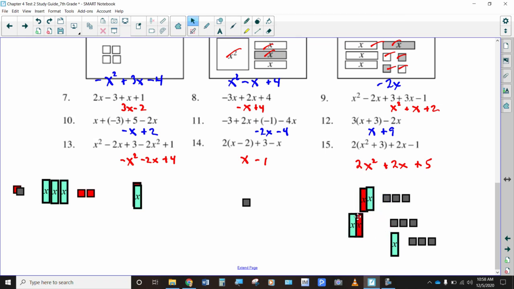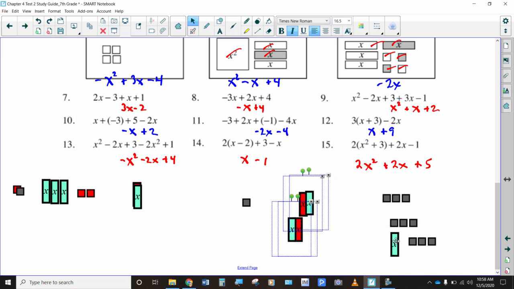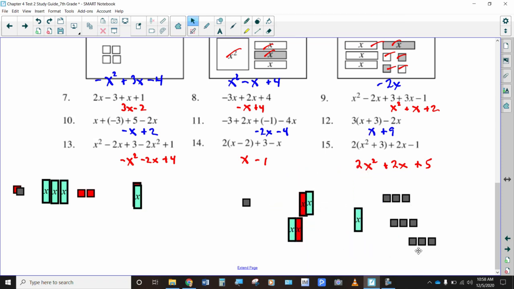Oops. Move these guys over here. And what do we have left? You got 1x, there's your x, and your 9 1s to make 9. So x plus 9 is the final answer.